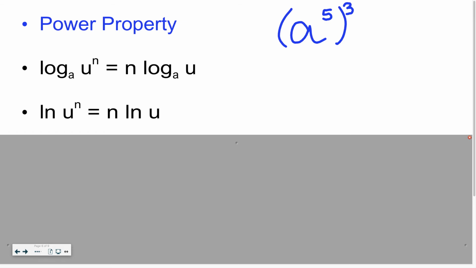Now, this is something that you did last year, okay? So I have 7 problems where I ask you either to expand or condense. When I ask you to expand, that means you're using all of the properties to break it apart into the sum or difference of logarithms. When I ask you to condense, you're going to take all of these logarithms and squish it down to one logarithm.